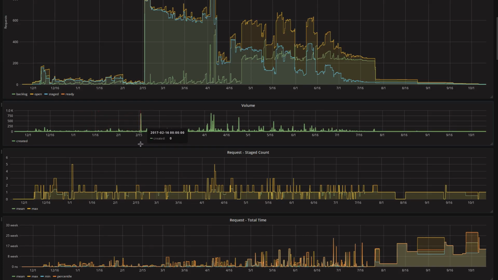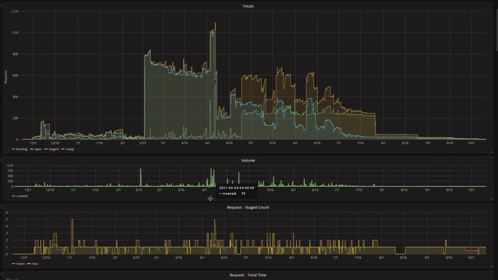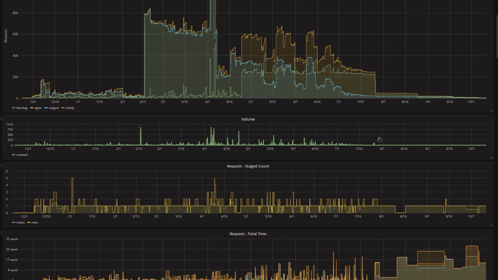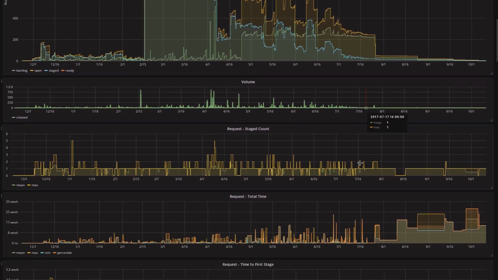So here, this is just like you see on a stock market ticker, the volume of incoming requests that were opened every day. So you can see when there were big bumps. Right here we see a big bump in the number created, and we see a corresponding bump here that were staged. So it's just some overview information.